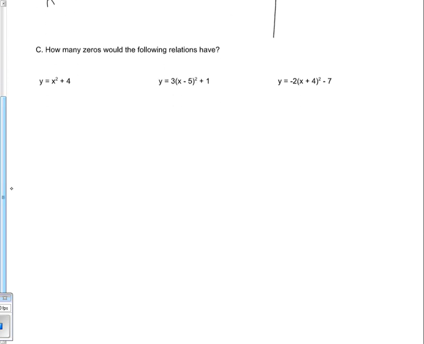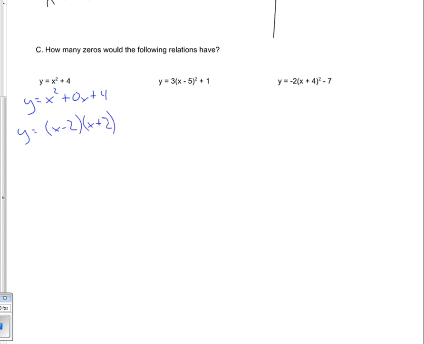It says, how many zeros would the following relations happen to have? Well, for us, the first example is given in standard form. And since this is in standard form, we can actually figure out what the zeros are going to be. If we rewrite this, we'd end up with y is equal to x squared plus 0x plus 4. So this is actually going to be x minus 2, x plus 2.